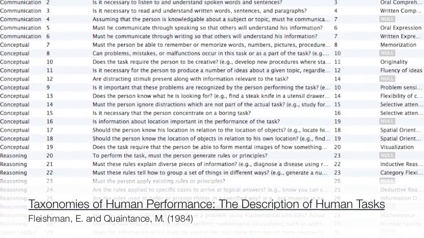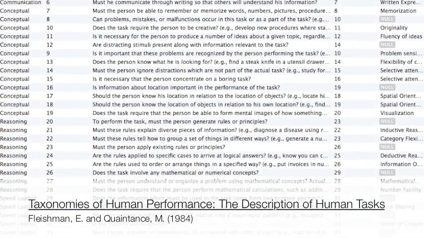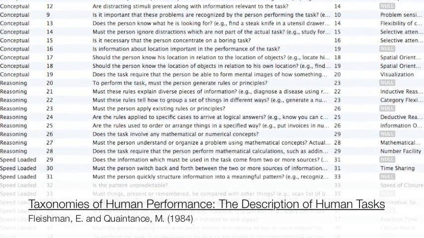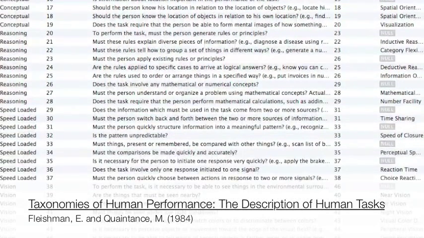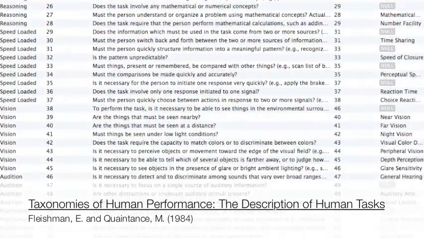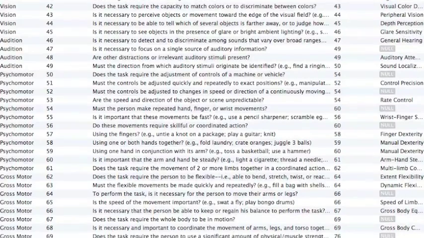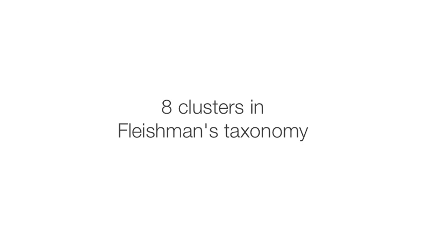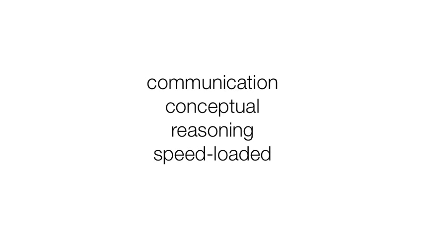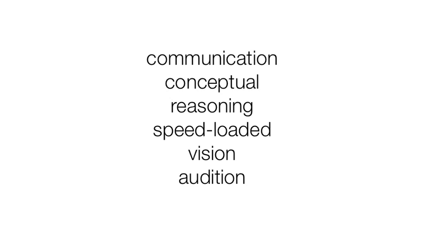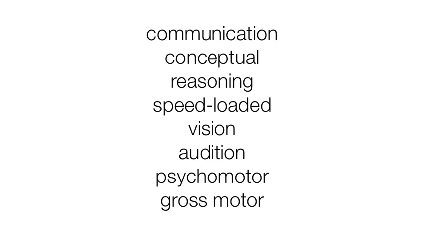JASS makes use of a taxonomy of skills and abilities developed in part by Edwin Fleishman in the early 1980s. Based on this taxonomy, JASS asks simple yes or no questions regarding 50 aptitudes required to complete a particular duty or assignment. These aptitudes are divided into 8 clusters: communication, conceptual, reasoning, speed-loaded, vision, audition, psychomotor, and gross motor.